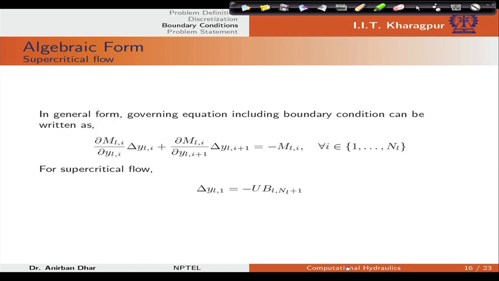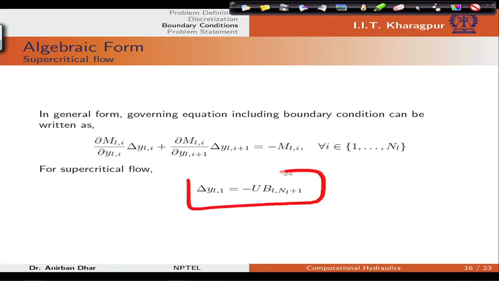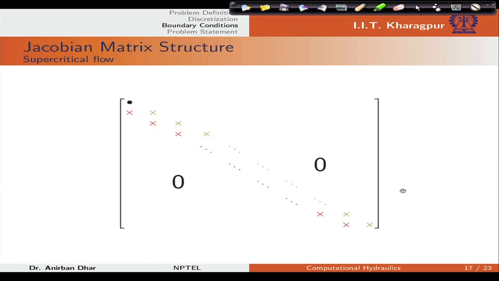Now, for the supercritical flow condition the situation is the same, but in this case we have the first condition available here, or the condition which is available at the first section. Now, the structure is like this. In supercritical flow we have this structure of the matrix.